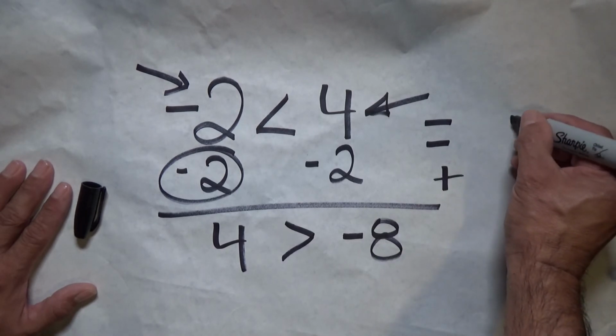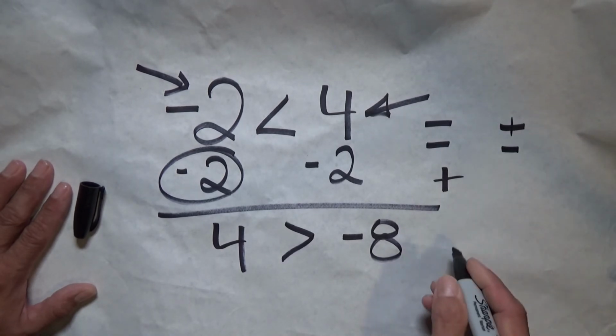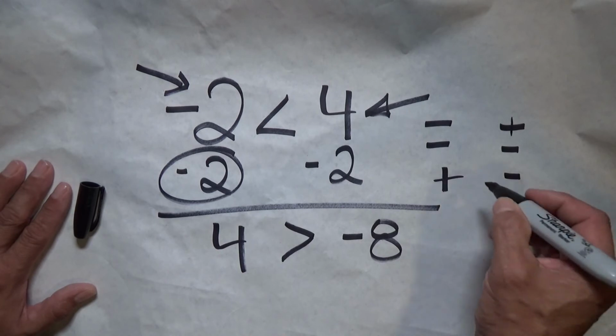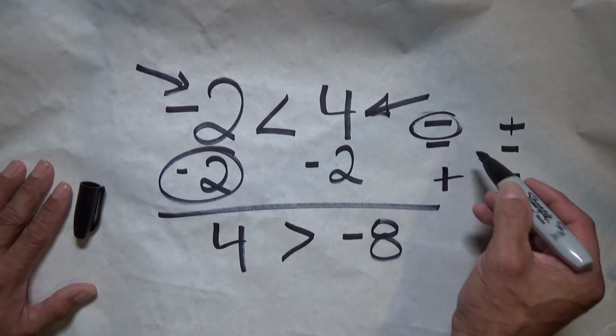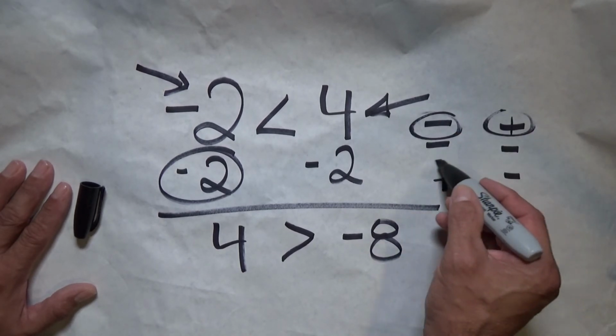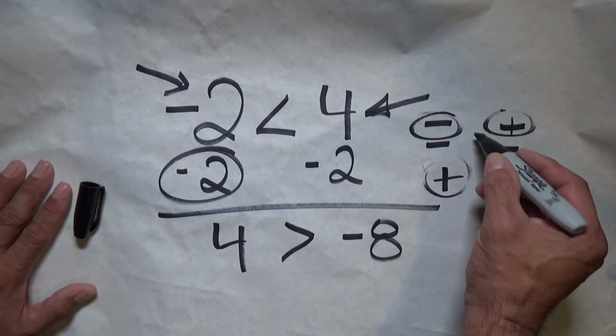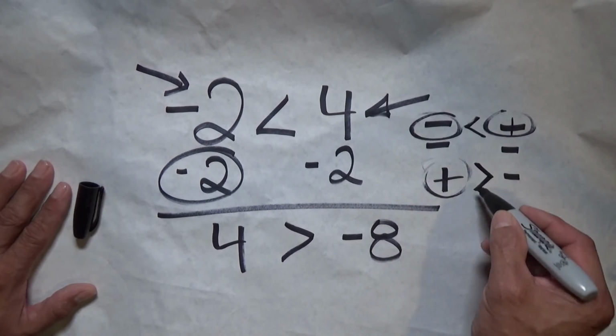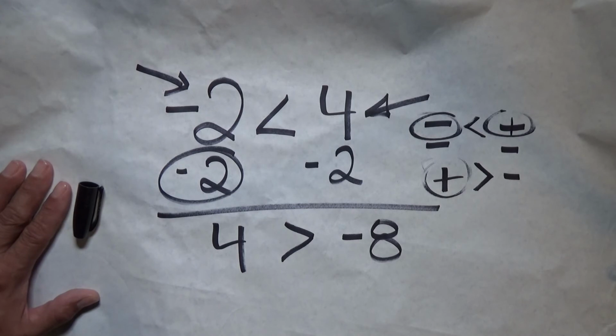If you have a positive on this side and you multiply by a negative, you're going to get a negative. So this number that was once smaller than this one is now bigger than this one, so we have to flip it. That's something you need to remember when you do this.